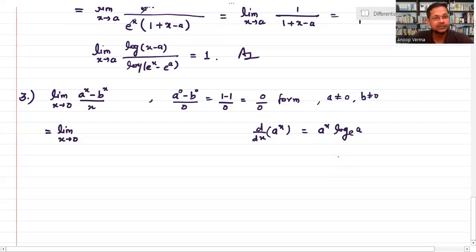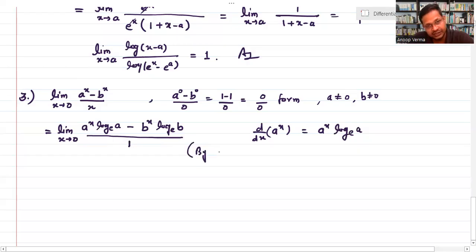Okay. So here you can see that take the derivative. When you're differentiating a to power x, it will be a to power x into log a to the base e. Okay, minus b to power x into log b to the base e, and divided by the derivative of x, which is simply 1. So we can write this by L'Hospital.